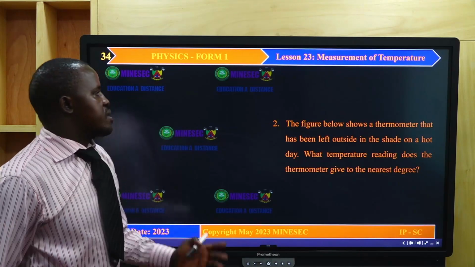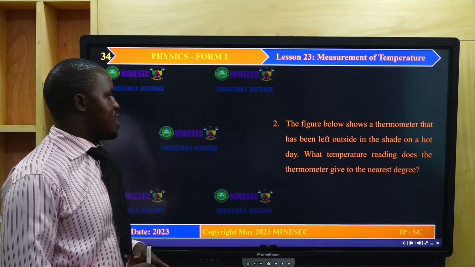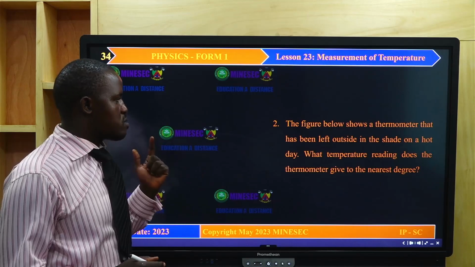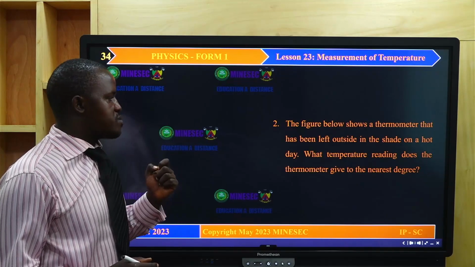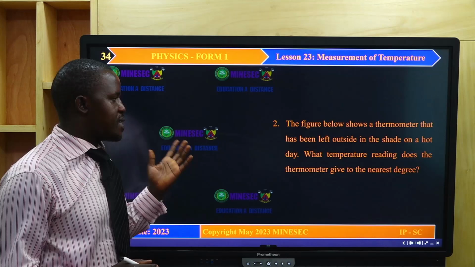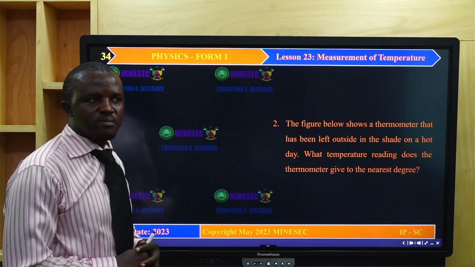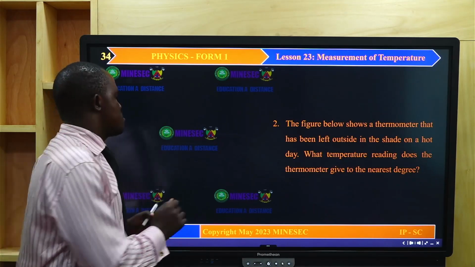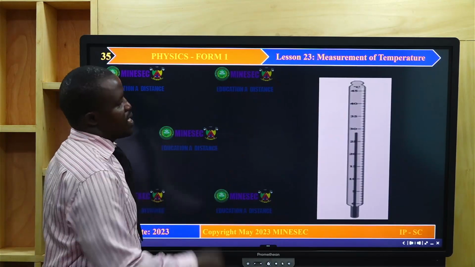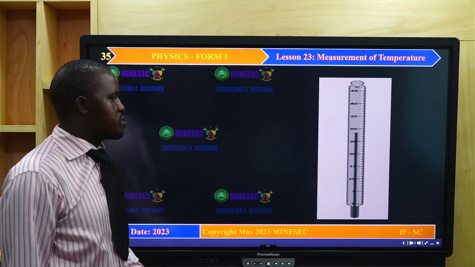So the figure below shows a thermometer that has been left outside in the shed on a hot day. What temperature reading does the thermometer give to the nearest degree? The nearest degree. So you observe that it's in place outside on a hot day.